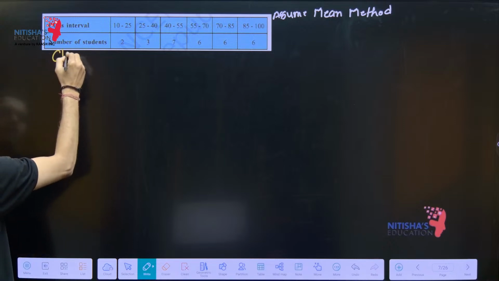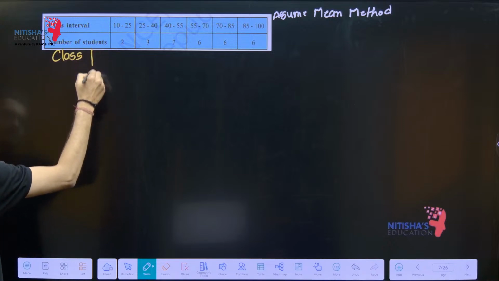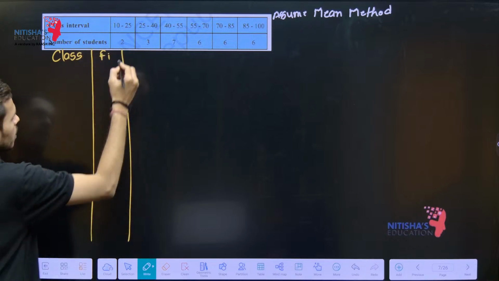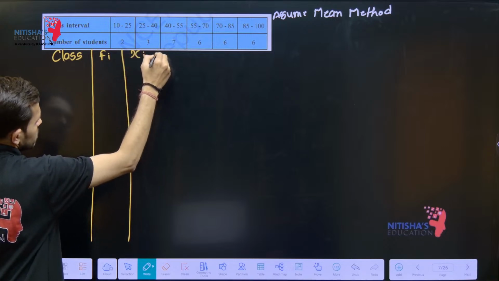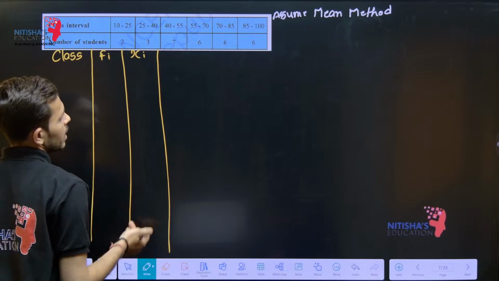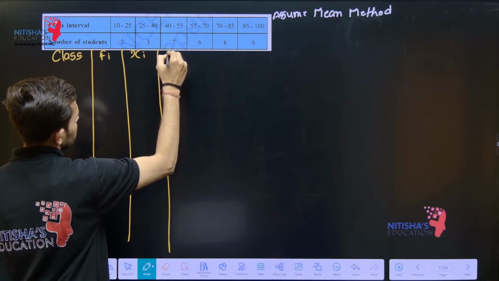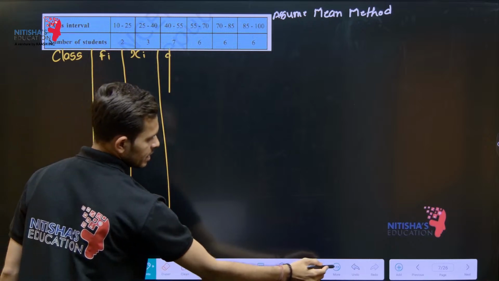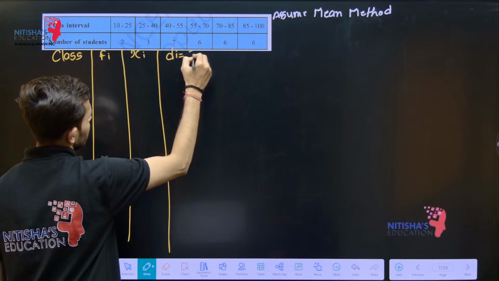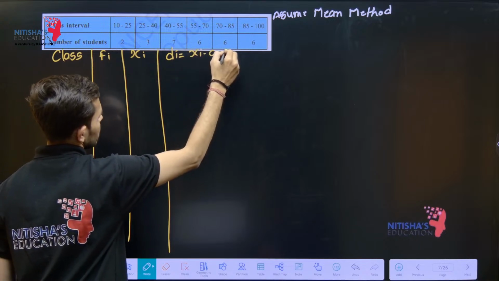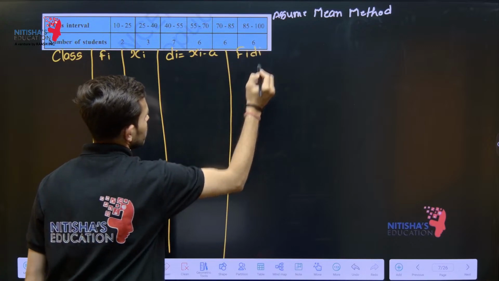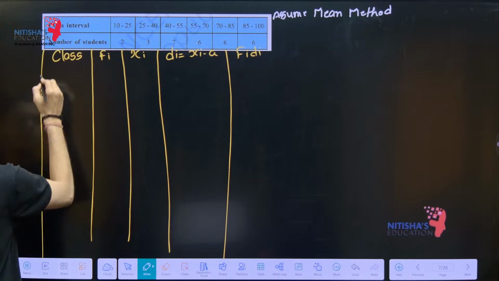Just write down the class over here. Next we have to write frequency. Next we have to write xi. Xi is our class mark. After that we have to find di, which is given by xi minus a, and at last we have to find fi di. Done?